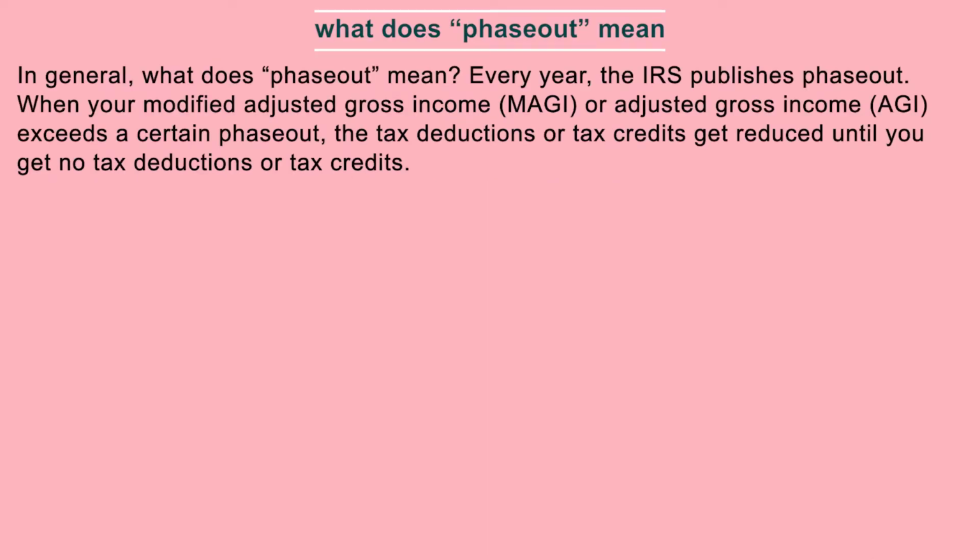In general, what does phaseout mean? Every year, the IRS publishes phaseout amounts. When your modified adjusted gross income or adjusted gross income exceeds a certain phaseout, the tax deductions or tax credits get reduced until you get no tax deduction or tax credit.